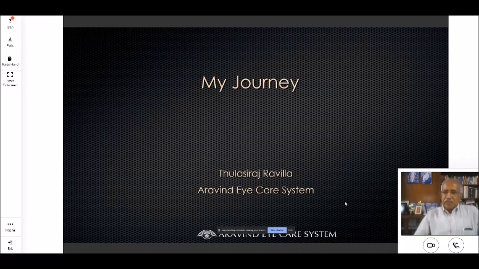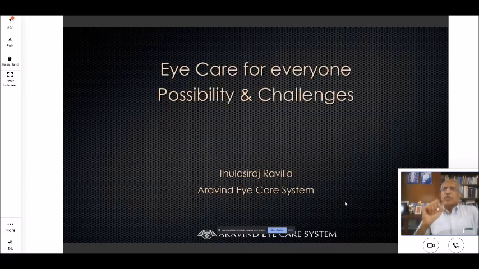So that's my brief journey, and we can talk about both Dr. V and my career moves later, after the presentation. So I'm basically going to talk about the Aravind model from the perspective of being inclusive, because it is a service which everyone actually needs. Eye care is something which everyone will have a need for during their lifetime.